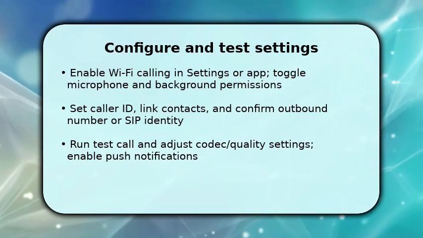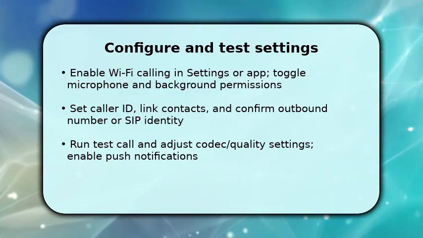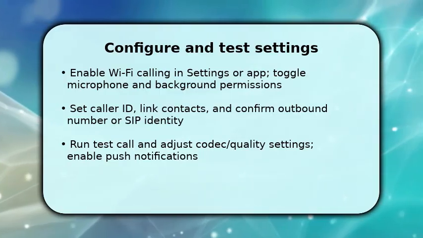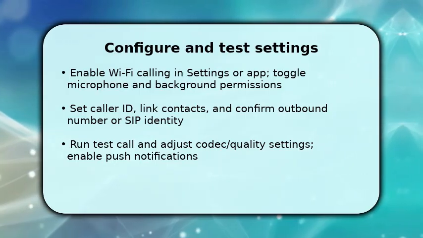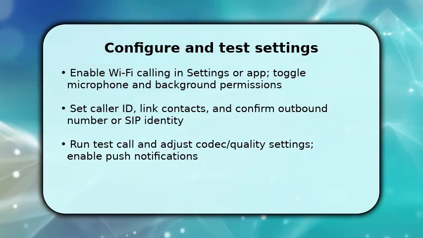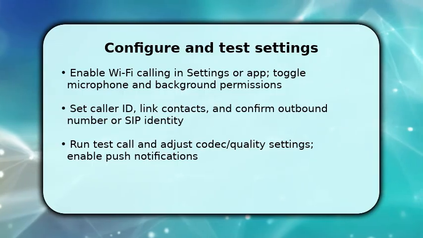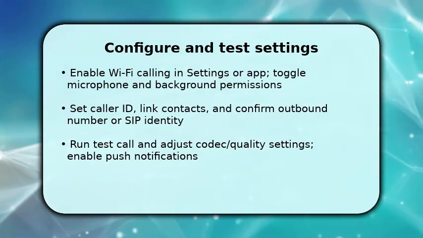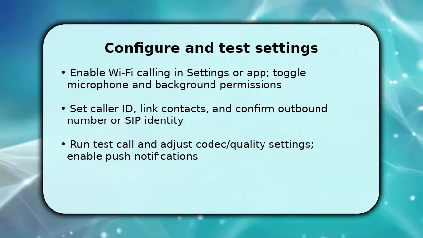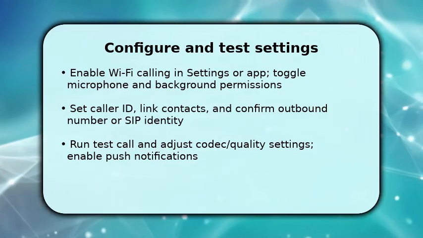Now configure the service. Enable Wi-Fi calling in system settings or activate it inside your VoIP app. Make sure microphone and background activity permission are granted. Then link or set your caller ID, import or allow access to contacts, and configure SIP/account parameters if using advanced clients. Once configured, place a short test call to a friend or test line.